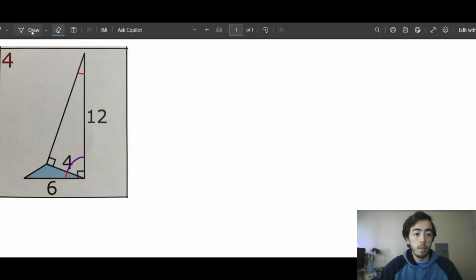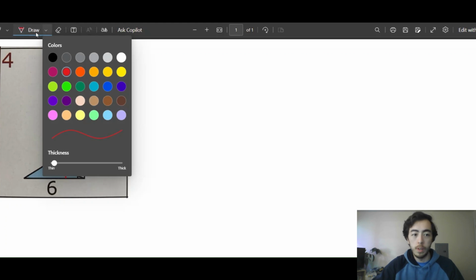Also, since I have a right triangle here, if we add up all the angle measurements, we're going to get 180. If you subtract out this 90, then these two angles have to add up to 90 degrees. So those two angles add up to 90, these two angles add up to 90, so therefore the two small red ones are the same. Okay, so that's cool, they're the same.